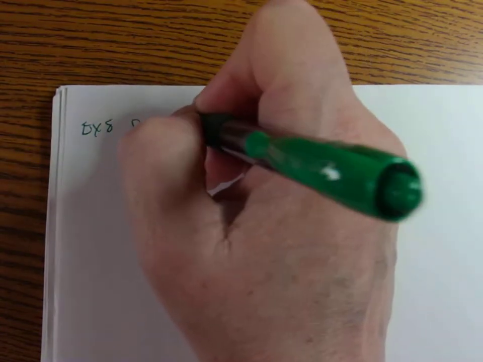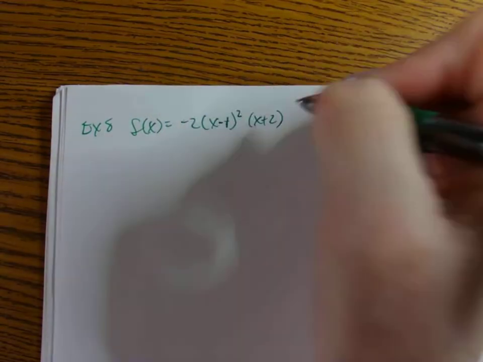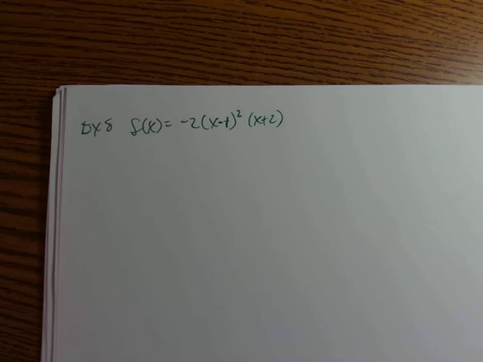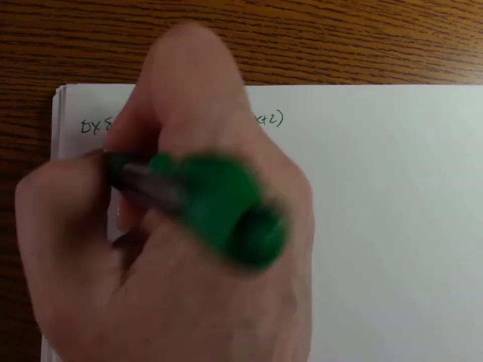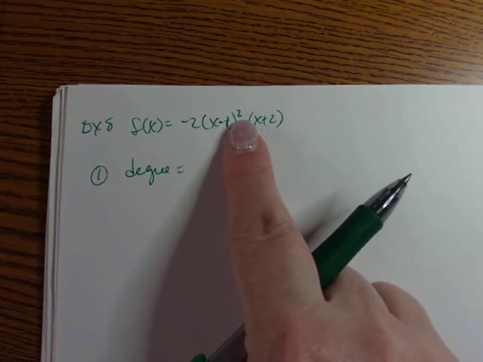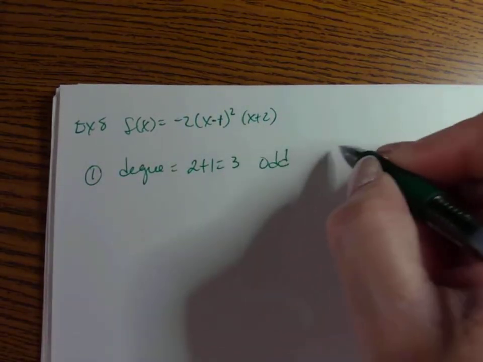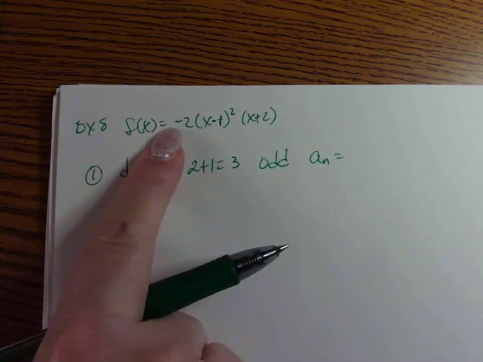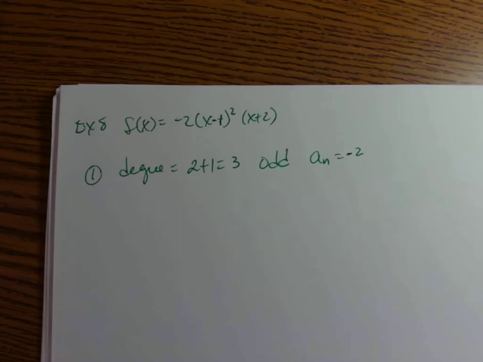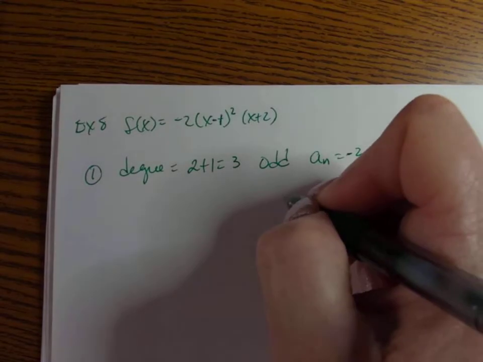All right, let's go look at example 8. So for example 8, we have f of x equal to -2 times (x minus 1) squared times (x plus 2). All right, first thing, we're going to look at our degree. The degree is one where we have to find it. It's 2 plus 1, which will get us a degree of 3, which is an odd degree. And our a sub n, the first term, is -2. So that tells us that it is negative. Negative tells us the graph will go down. Odd tells us it goes opposite.